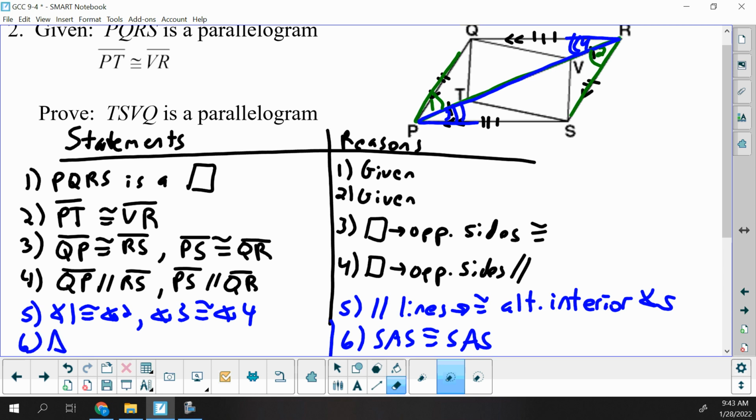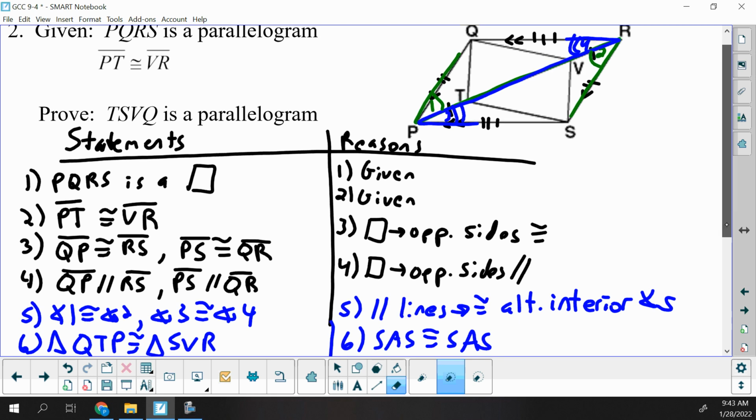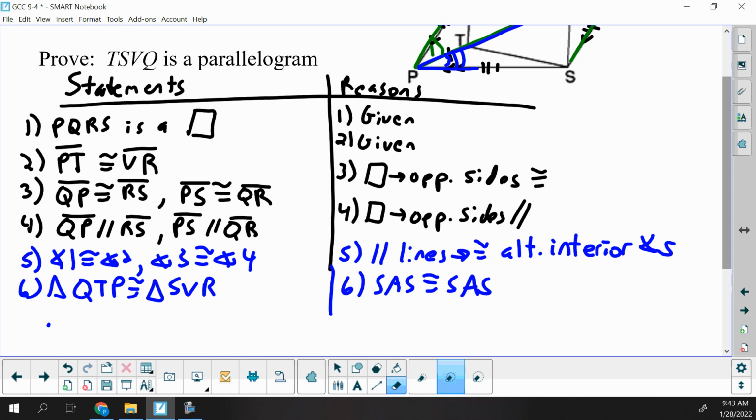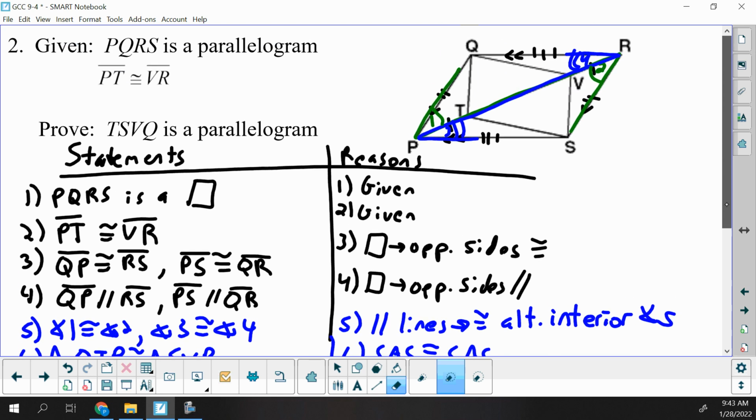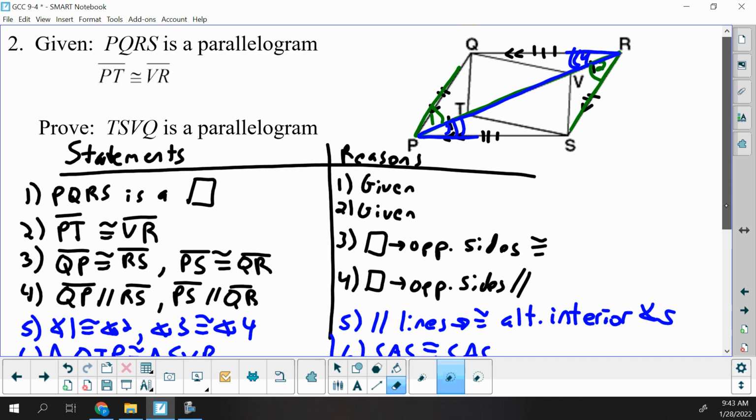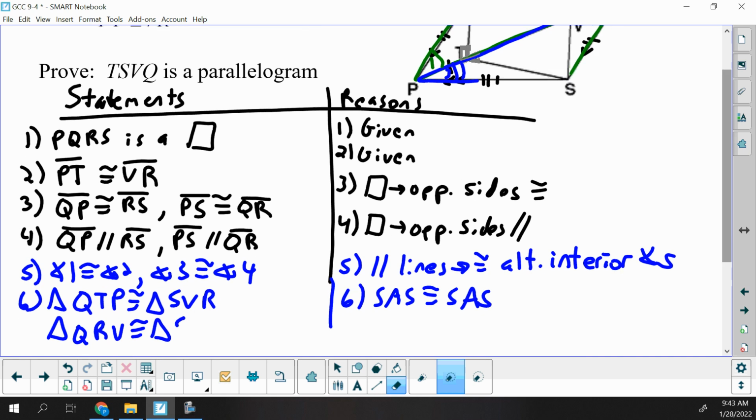So I'm going to start with triangle QTP is congruent to triangle. So QTP was the left triangle there. Q is going to match with S. T will match with V. And then we'll have R to finish it out. And we'll do the other triangle right in the same step. We'll do QRV. It's congruent to triangle. If we did Q in the top one, that should match with S, so we'll need SPT for that one.